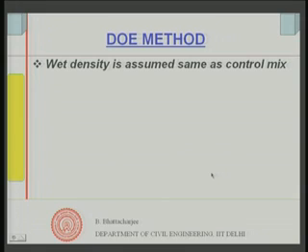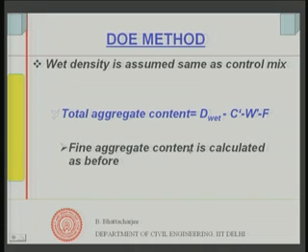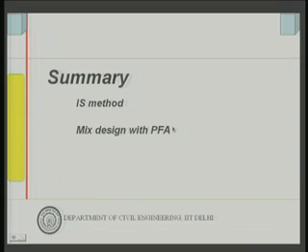Well, wet density is assumed to be the same as that of the control mix, and therefore total aggregate content you calculate in the same manner, D wet minus C dash minus W dash minus F. Fine aggregate is calculated again in the same manner as before, and wet density from the same curves.